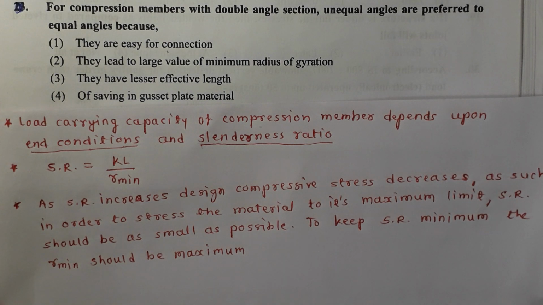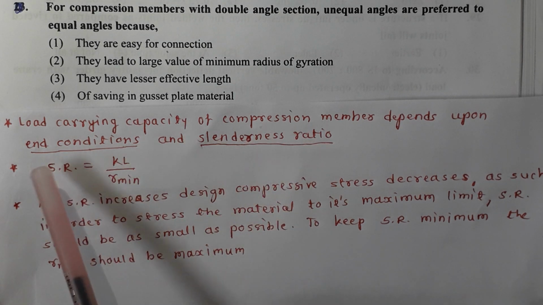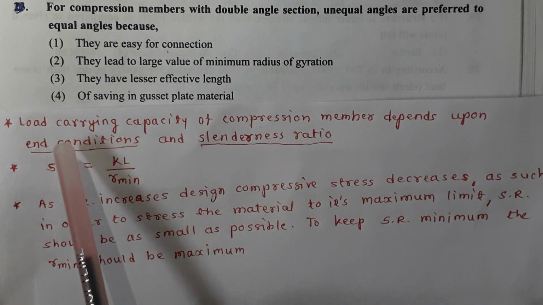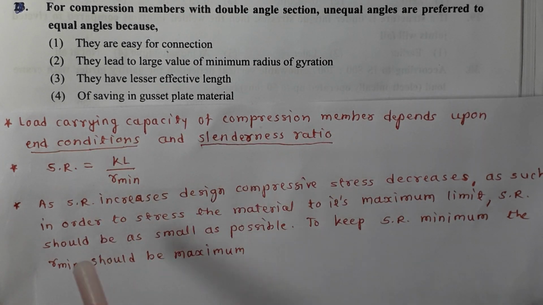Now whenever the compression member is to be designed, we always prefer to go for the maximum load carrying capacity. So every designed section should carry the maximum value of load. The load carrying capacity of compression member depends upon the end conditions and the slenderness ratio. So on these two factors, that is end conditions and slenderness ratio, the load carrying capacity of compression member depends.